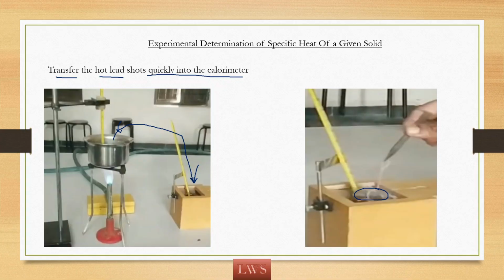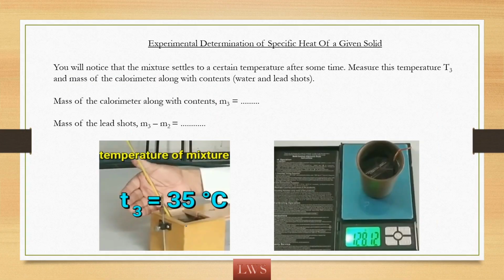The calorimeter is inside this wooden box. Why I am placing my calorimeter in the wooden box is so that the heat is not lost. All the heat that the lead shards have will be transferred to the water. It is not dissipated to the atmosphere. This wooden box will not provide any thermal contact, so the heat from the lead shards is not leaked to the outside.